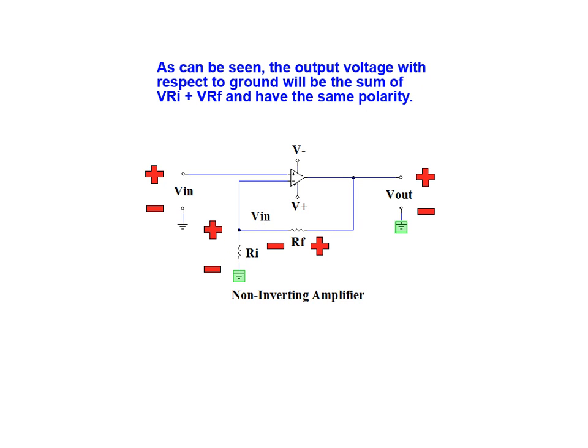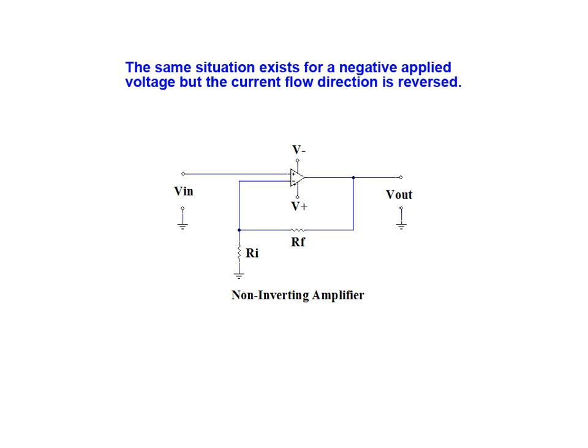As can be seen, the output voltage with respect to ground will be equal to the sum of VRI plus VRF. It will have the same polarity as the input applied. The same situation exists for a negative applied voltage, but the current flow direction will be reversed.